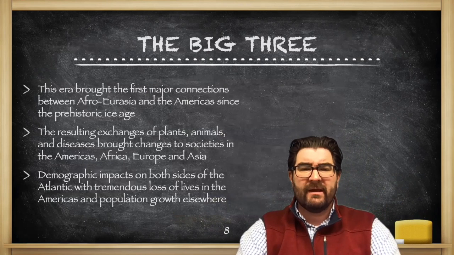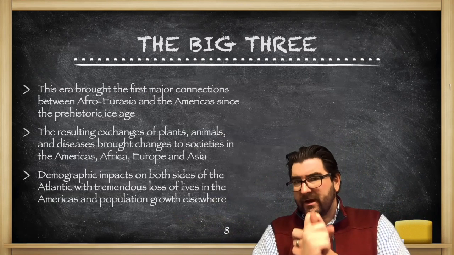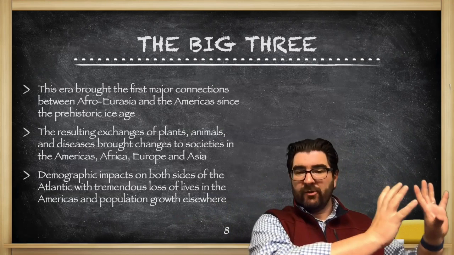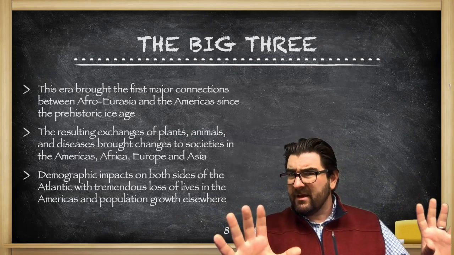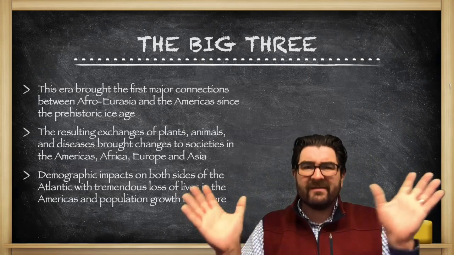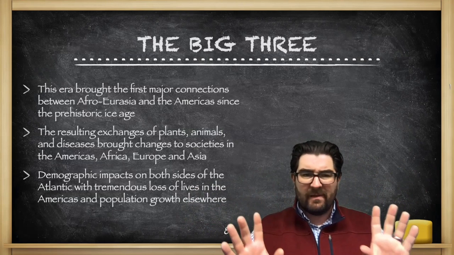So the big three, what are we going to take from this unit? First, this brings the first major connections between Afro-Eurasia and the Americas since the prehistoric Ice Age. Vikings, you're saying? Yeah, there were Vikings. They didn't set up a permanent settlement. They didn't stay forever. So we don't talk too much about the Vikings in this class.